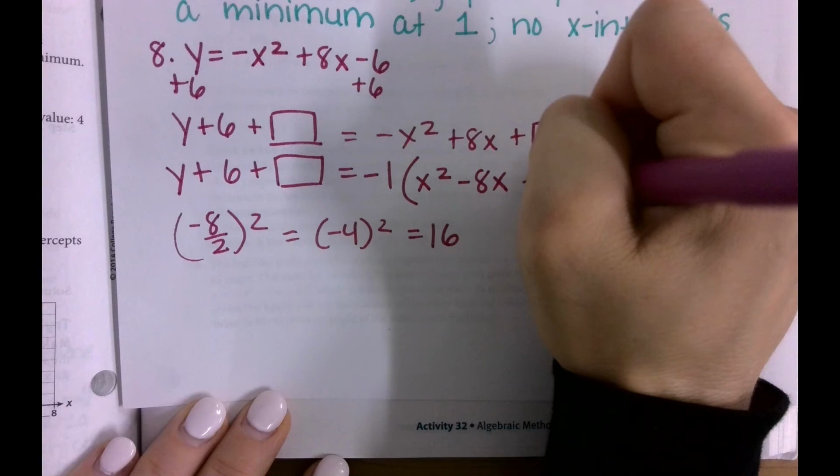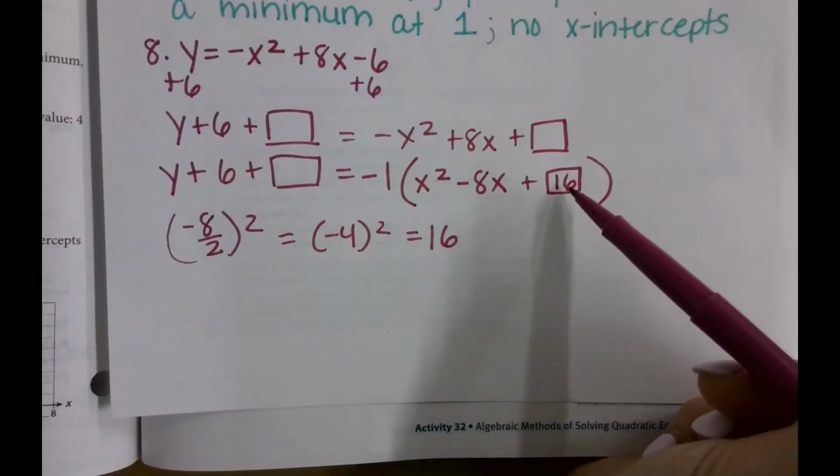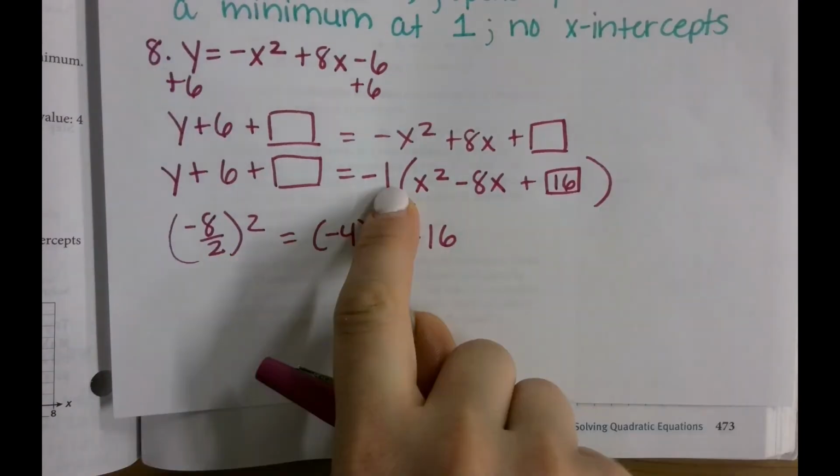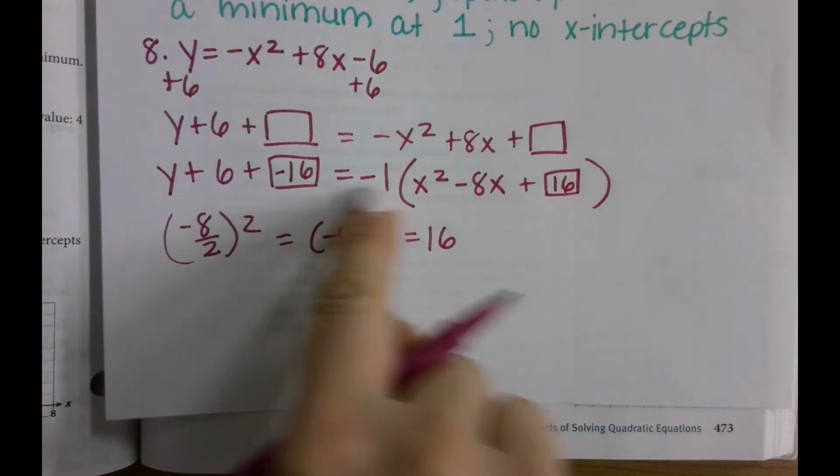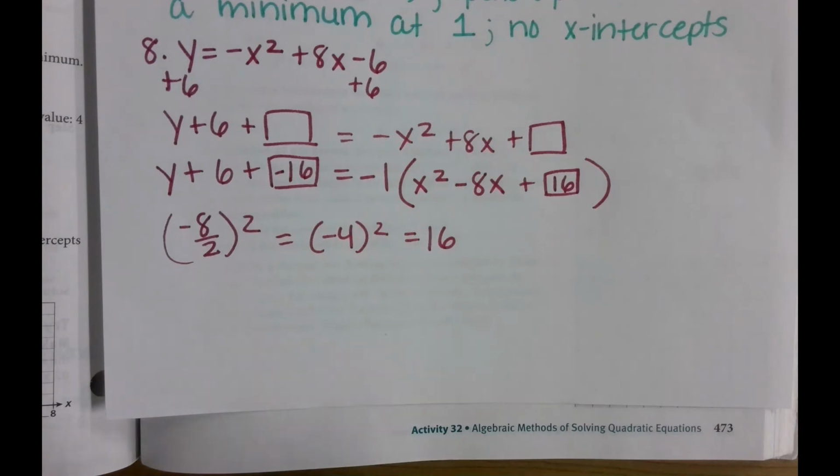Now this is where you have to be careful, and it gets a little tricky sometimes. This is plus 16 inside the parentheses, which is negative 16. So over here, this has to be negative 16. If you have anything on the outside of the parentheses, before you add it to the other side, multiply it by whatever's on the outside of the parentheses. So that's where it gets just a little extra step here.